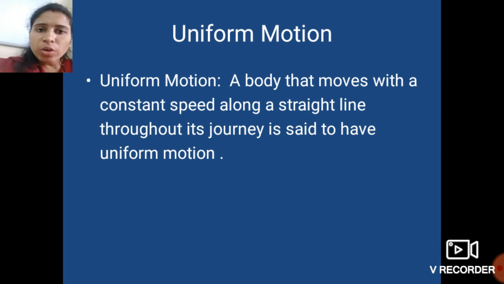This I have already told you in the previous session, in the introduction of motion and in the graphical representation also. So here I just revise what is uniform motion. See students, whenever a body moves with a constant speed along a straight line throughout its journey, it is said to have uniform motion. So what do you mean by uniform motion? Whenever a body moves with constant speed.